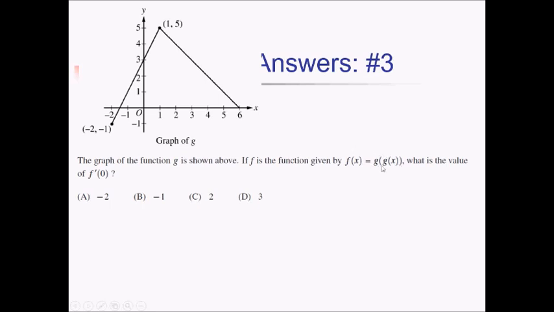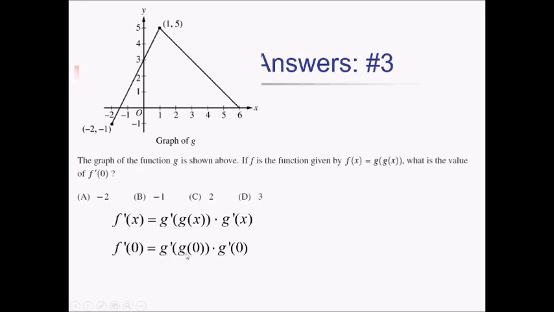So the derivative here, we're going to need the chain rule since we have an inner function. We're going to have g prime of g of x. That's the derivative of the outer function. Now we have to multiply by the derivative of the inner function, which just happens to be g prime of x. So now we're doing g prime of g of 0 times g prime of 0.